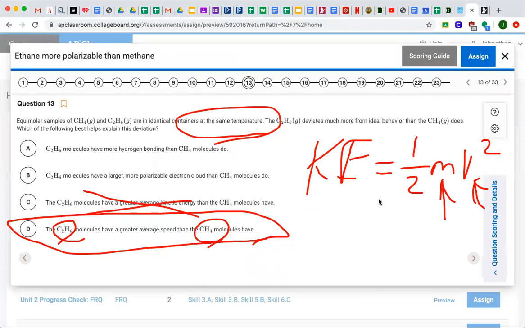So what's going on over here? This guy is bigger than this guy. So its average speed has to be greater or less than this average speed. What do you think? Yes. Okay. It's bigger. So if their kinetic energies are the same, but the mass of this guy is larger, then its velocity has to be smaller to compensate for that. Okay. Very good. So D is correct.